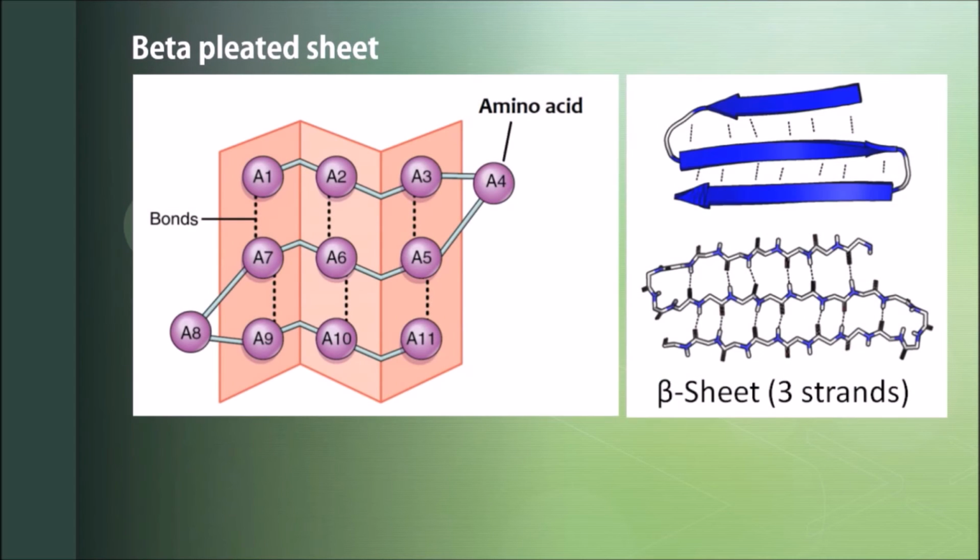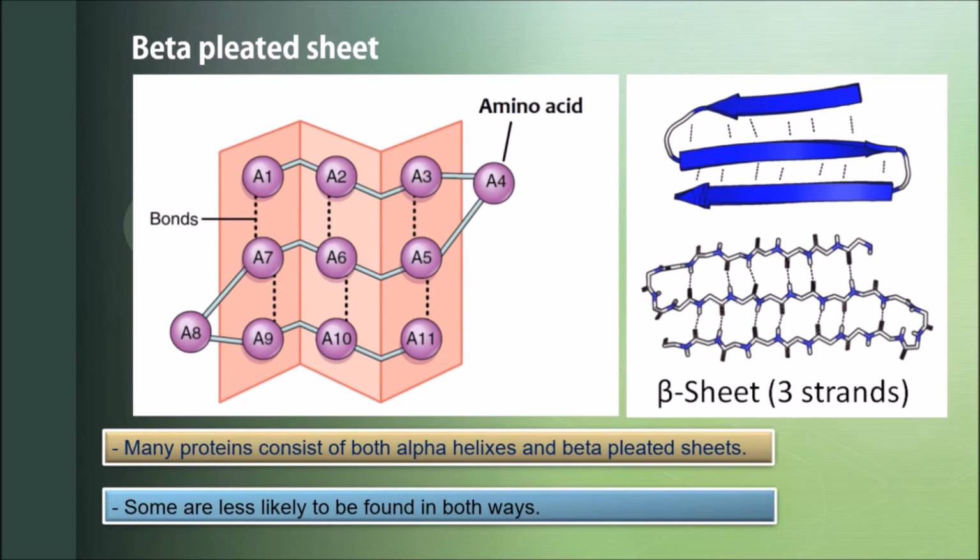Two or more segments of a polypeptide chain line up next to each other to form a beta pleated sheet. Those segments are held together by hydrogen bonds formed between carbonyl and amino groups of the backbone. R groups can be seen on either side of the sheet. Many proteins consist of both alpha helices and beta pleated sheets, and some are less likely to be found in both ways.